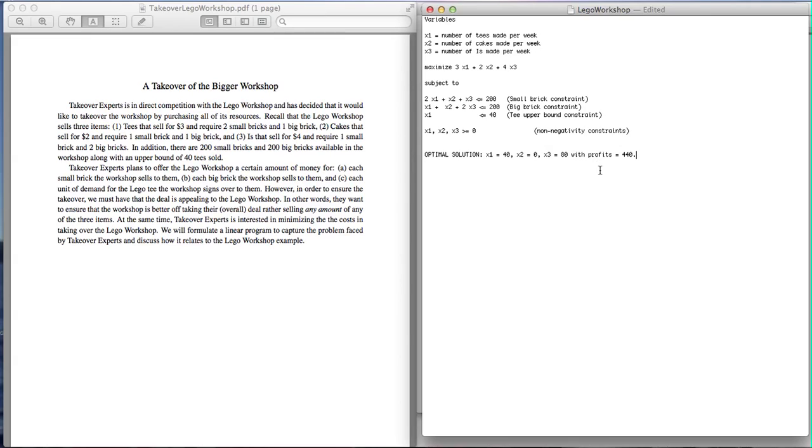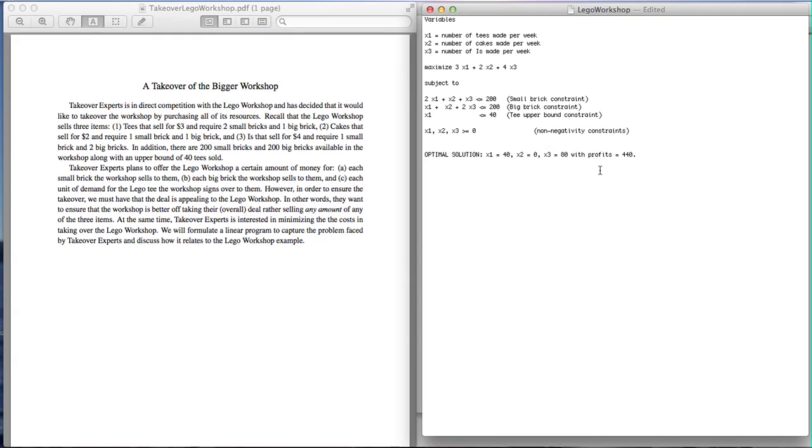Just as a reminder, Lego Workshop builds Ts. They sell for $3 and require 2 small bricks and 1 big brick. Cakes sell for $2 and require 1 small brick and 1 big brick. And then eyes sell for $4 and require 1 small brick and 2 big bricks.